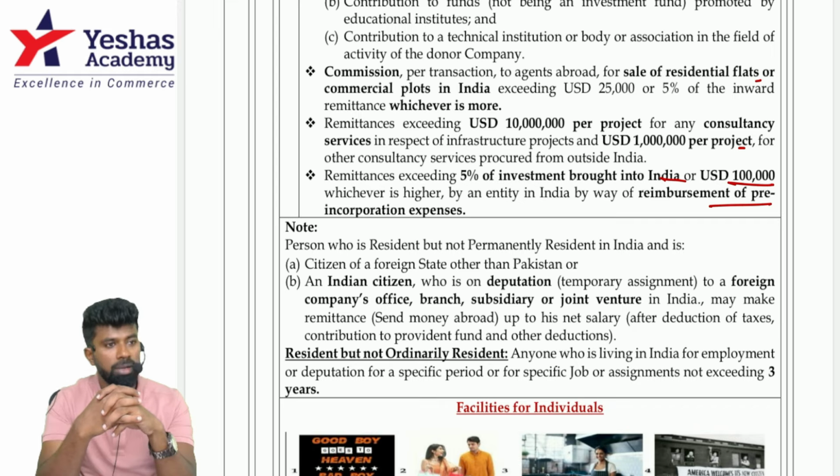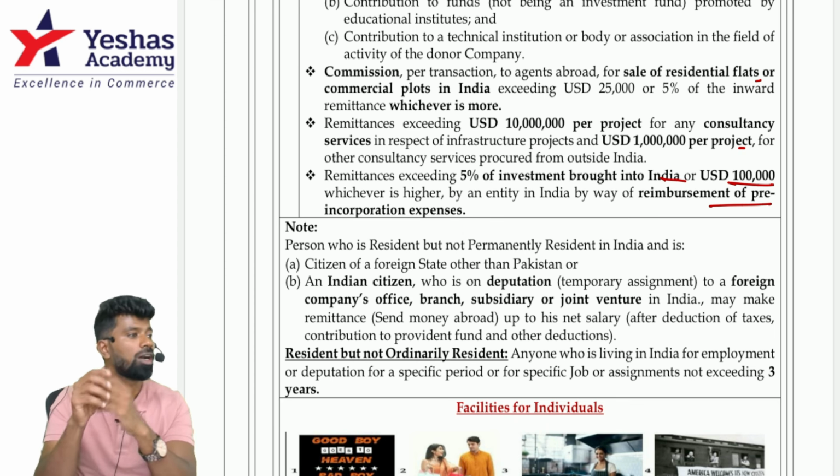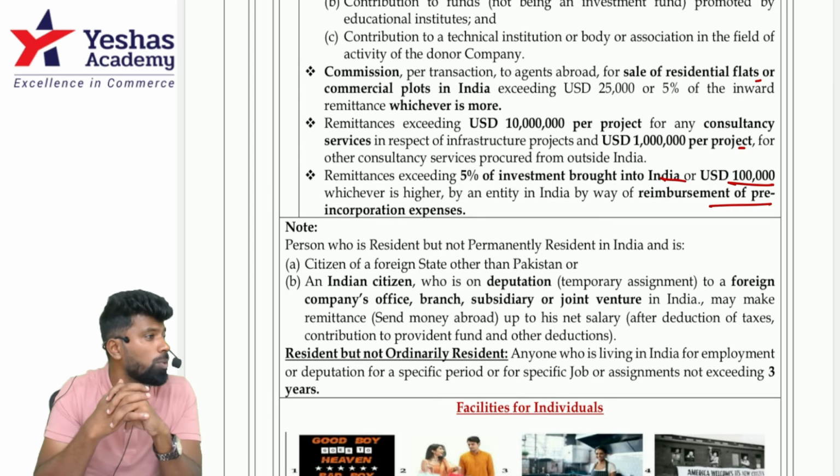I want to remit foreign exchange for callback service. Allowed or prohibited? I want to pay commission for consultancy services received for construction of flats. How much can I pay? 10 million or 1 million? 10 million for infrastructure. Construction of land is how much? 1 million. Only how much can I pay? 1 million. Beyond that, it requires whose approval?